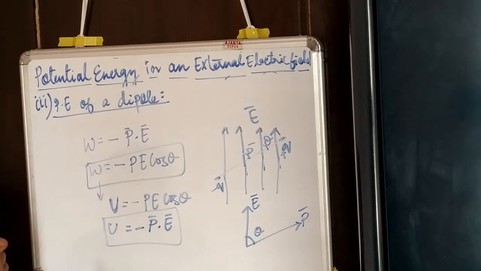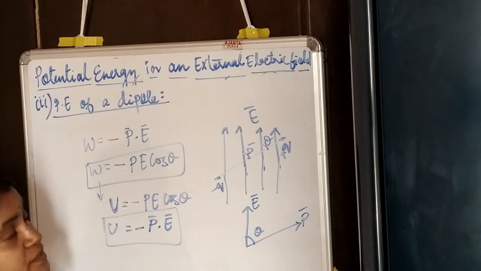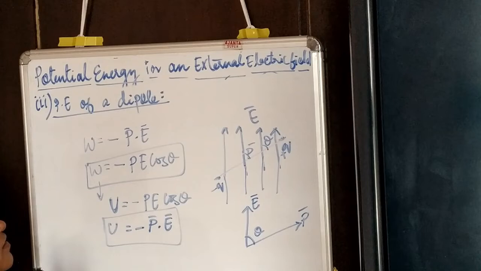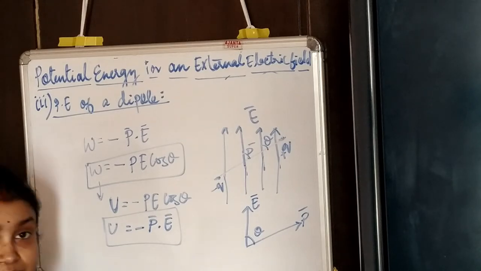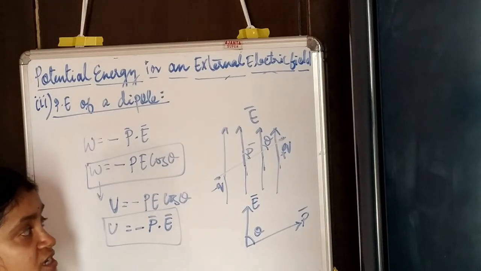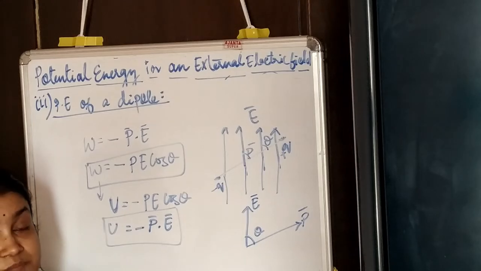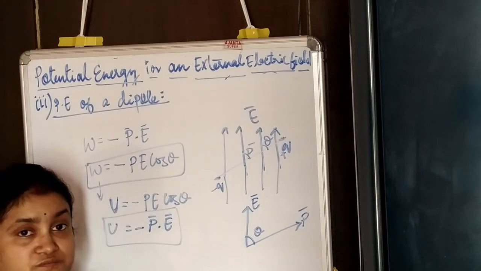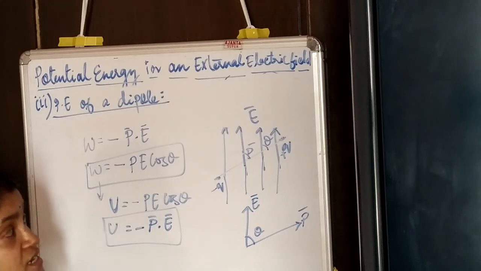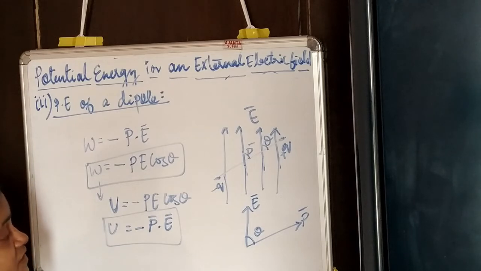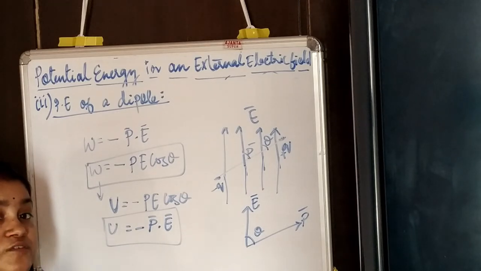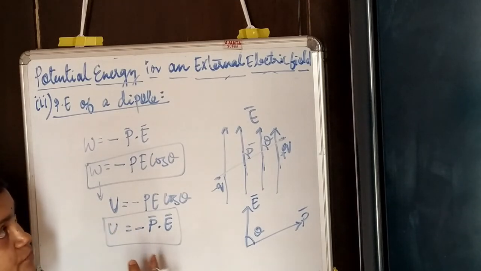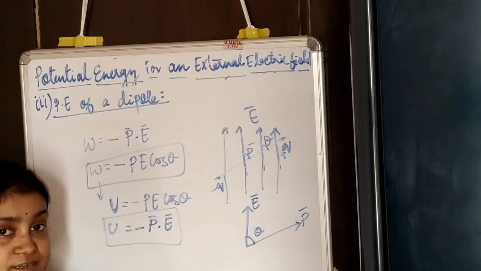So with this we are covering all three topics to calculate the potential energy in the presence of an external field. First, we have calculated potential energy for a single charge. Then we have calculated potential energy for two or multiple charges in an external electric field. And lastly, we have known the expression for the potential energy of a dipole placed in an external electric field.